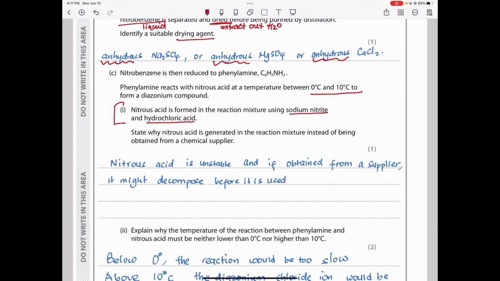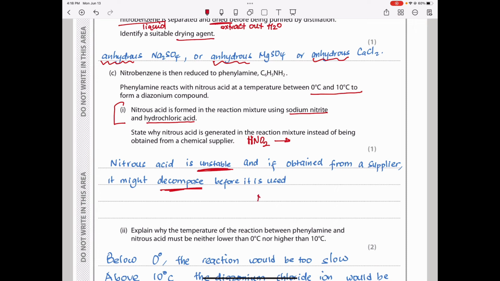State why nitrous acid is generated in the reaction mixture instead of being obtained from the chemical supplier. Guys, if you buy nitrous acid from the manufacturer, this acid easily breaks down, producing byproducts, it easily degrades or decomposes. And when it does, it means you're not going to have it available to act as a reagent in the reaction you're interested in. So I say nitrous acid is unstable. This is very important, and therefore it's going to decompose before it's used.